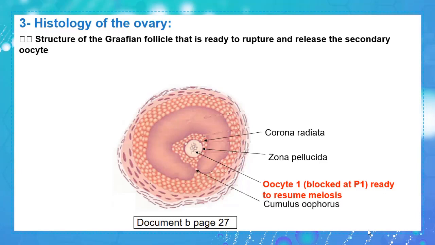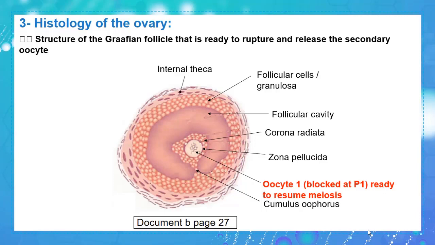The corona radiata is the innermost layer of the cells that directly surround the oocyte, both before and after ovulation. Those cells make the cumulus oophorus. Now, surrounding the follicular cavity that is filled with fluid are many layers of follicular cells, or granulosa, in addition to other cellular layers called theca interna and theca externa.